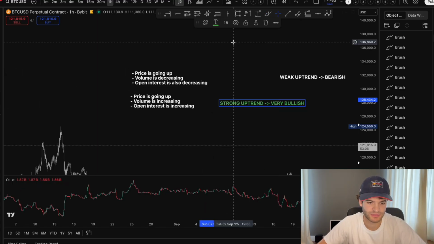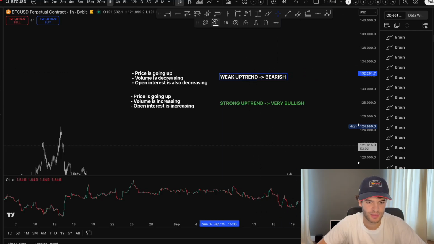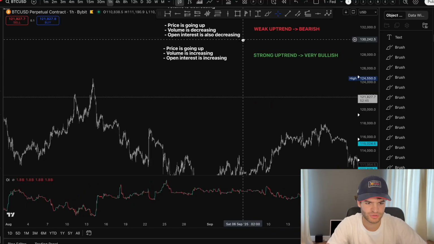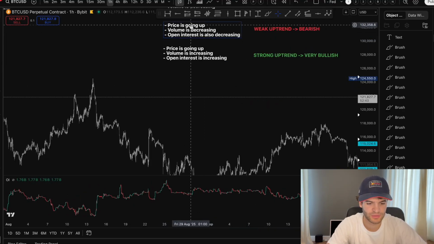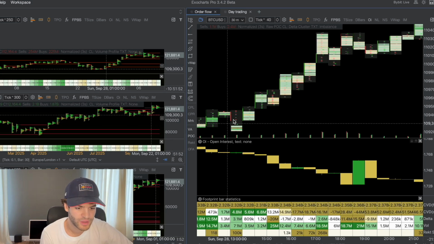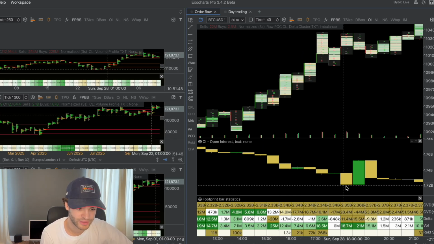So we can put this in green because that means that it is a strong uptrend. Then we can put this one in red as it is bearish. So let me give you an example of a weak uptrend. For example, I can already see one here. We have here price going up, open interest going down. And if we go and look at the volume, there is some parts of higher volume, but mainly, look at this, we have 3 million, 7 million, 3 million, 3.2 million.